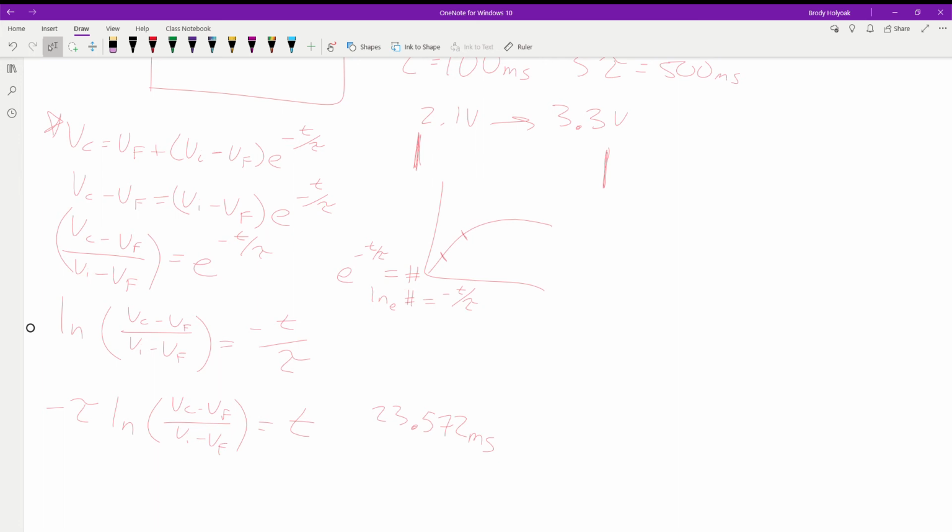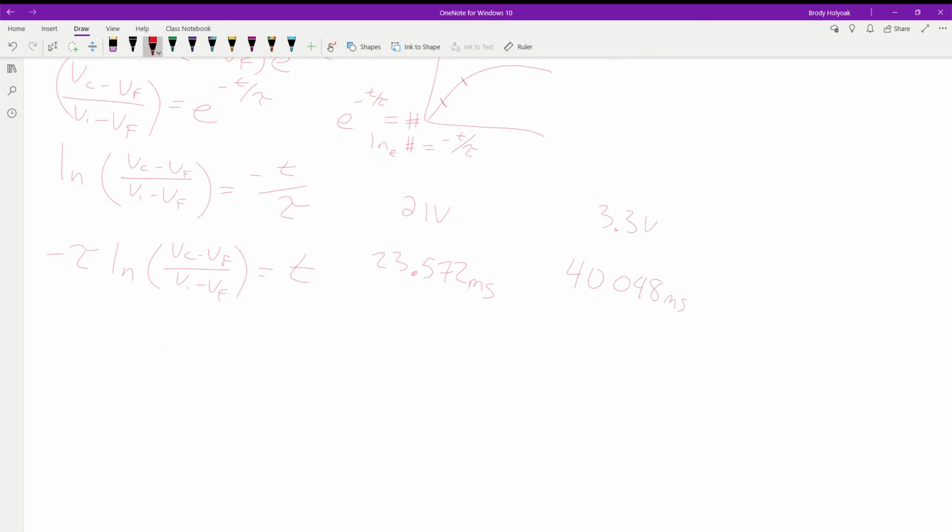Okay, so what's our time for the 3.3 volts? Okay, so we're looking for the difference in time it takes to get to those two points. 16 milliseconds. How much? I'm just putting the delta there just to show it's the change in time that we have. Okay, how much time elapsed from this point to this point? 16.506 milliseconds.